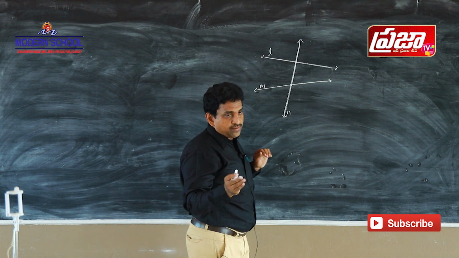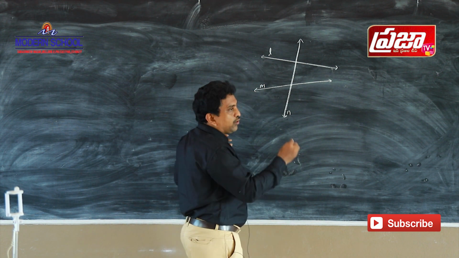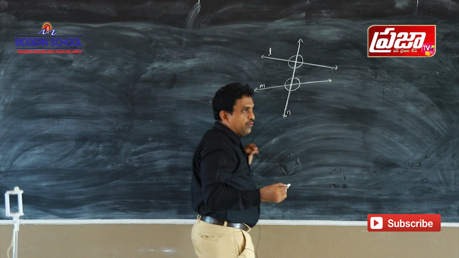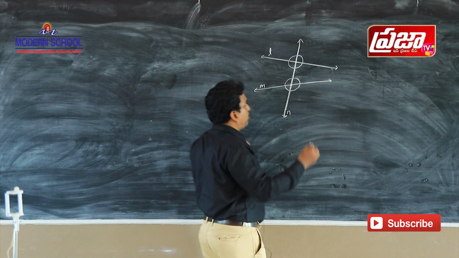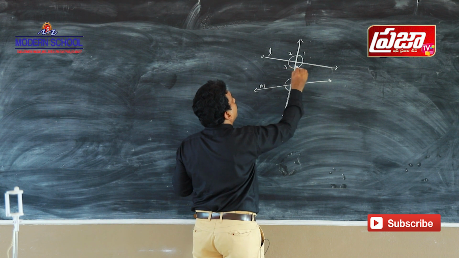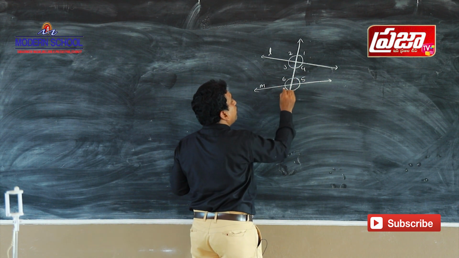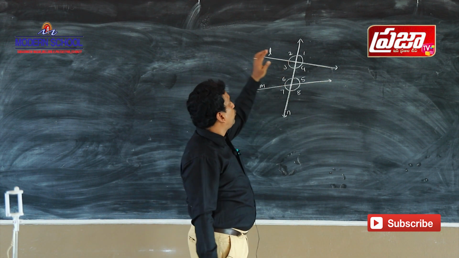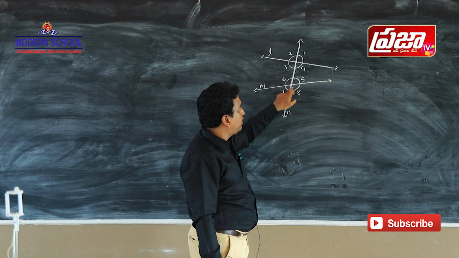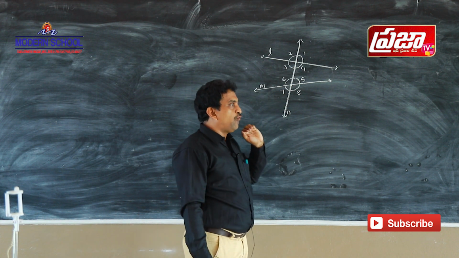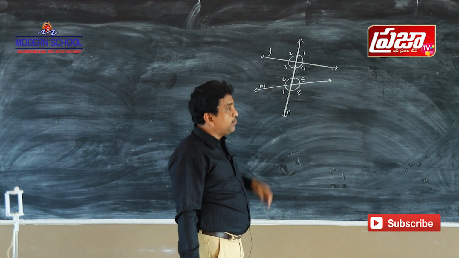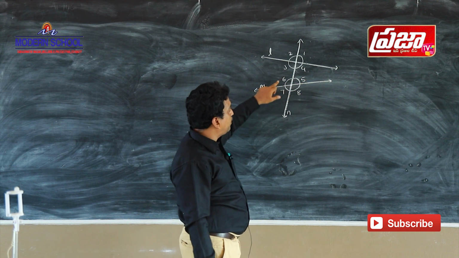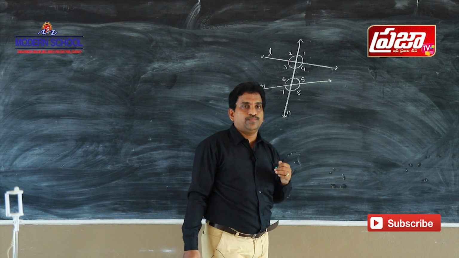When a transversal intersects two distinct lines, then totally 8 angles will be formed. We name those angles as 1, 2, 3, 4, 5, 6, 7 and 8. Here the total 8 angles, I named them as angle 1, angle 2, angle 3, angle 4, angle 5, angle 6, angle 7 and angle 8.